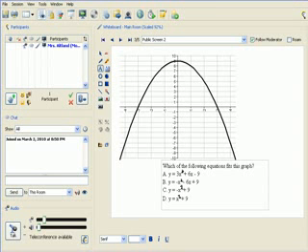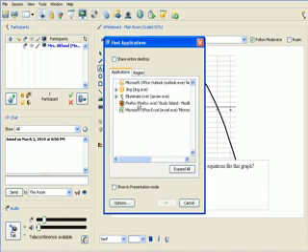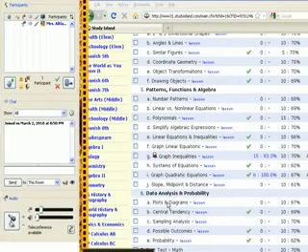This video is for using the quadratic equation to solve some problems in Study Island. First of all, I would just like to show you something that's available in Study Island.